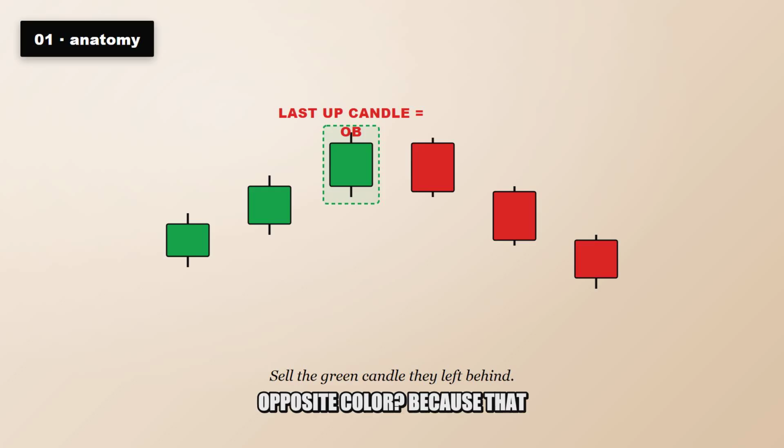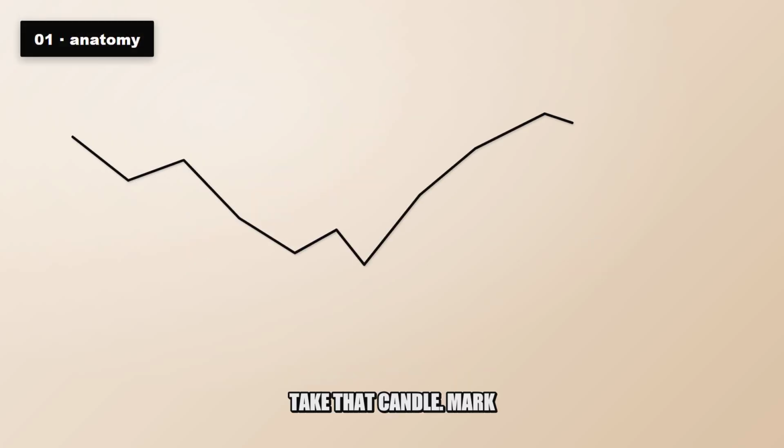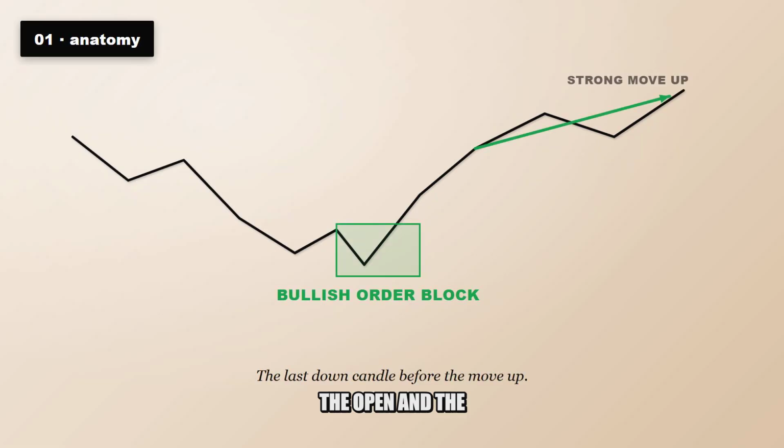Why the opposite color? Because that last candle is the institution's footprint, the last bit of selling before they flip the entire market upward. You're not buying the green candles everyone sees. You're buying the red one they left behind. Now, how do you draw it? Take that candle. Mark the open and the close. The body. For the highest probability version, your zone runs from the open of the candle to the high of its wick. The body is the core. The wick is the buffer.